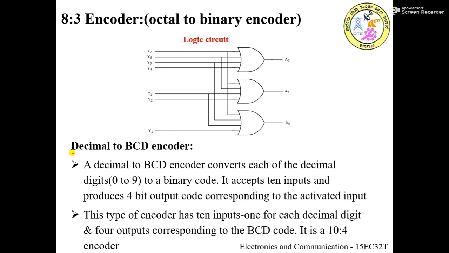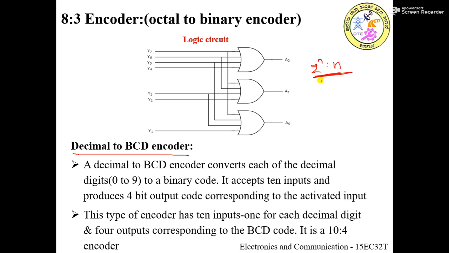Next, this is some special kind of encoder. Generally the standard encoders were represented with the logic system 2 raised to n is to n, or 2 to the power of n is to n. So this is the standard encoder.